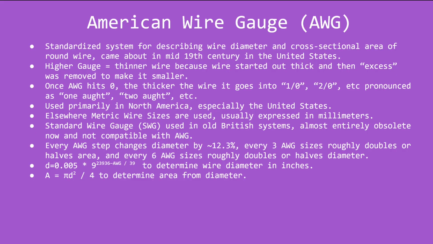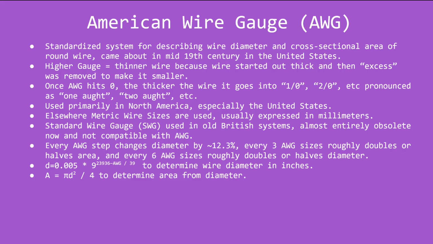Again, you probably will just hear about it in North America, especially the United States, but also in Mexico and some other countries. Elsewhere, you usually just use metric wire sizes, usually expressed in millimeters. The British had standard wire gauge as well, but that's pretty much obsolete. And you used to have to explain that standard wire gauge and American wire gauge were not compatible.